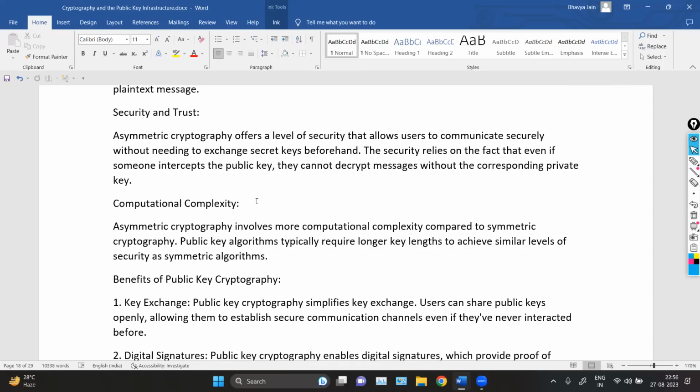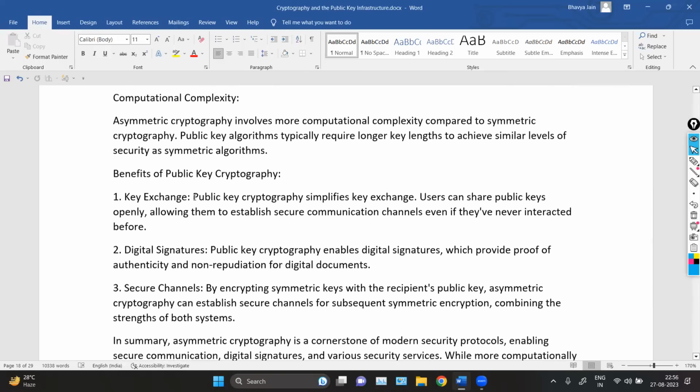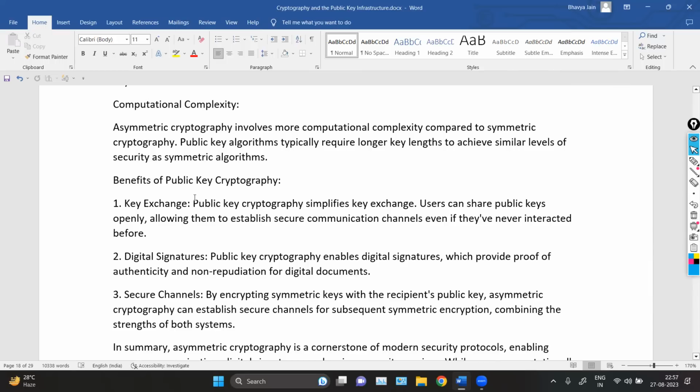Then we have computational complexity. The drawback with asymmetric is that it is a very slow process as compared to symmetric, and you also need high computational power for applying it. But the plus point with asymmetric is that we are ensuring foolproof security, and also you can use asymmetric in digital signatures. You cannot use symmetric encryption in digital signatures; you can use asymmetric encryption in digital signatures.